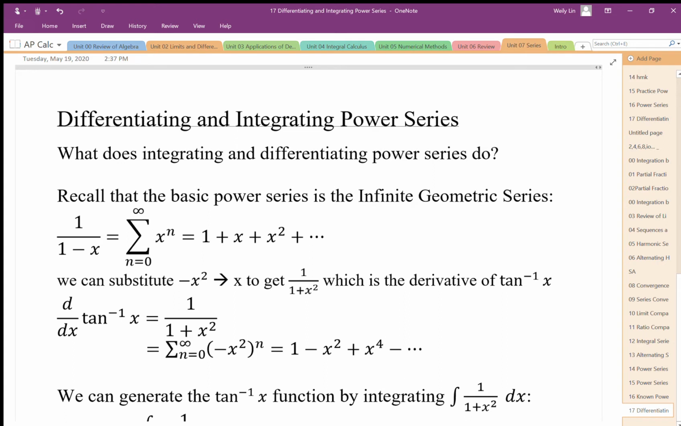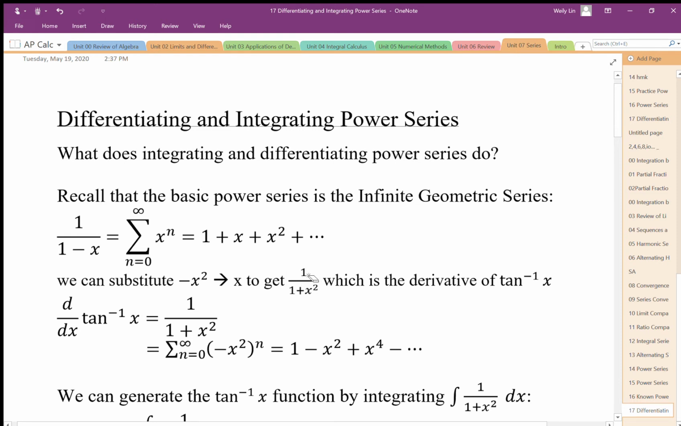So if you take a look at the basic power series, this is our infinite geometric series, so it's equal to this, the a over 1 minus r formula, or in this case, since we're starting with 1 over 1 minus x, where x is our common ratio. And we can do a substitution, and we did this in some exercises before. We can substitute negative x squared and embed that function as a composite function into our original function here, and we're going to end up with 1 over 1 plus x squared.